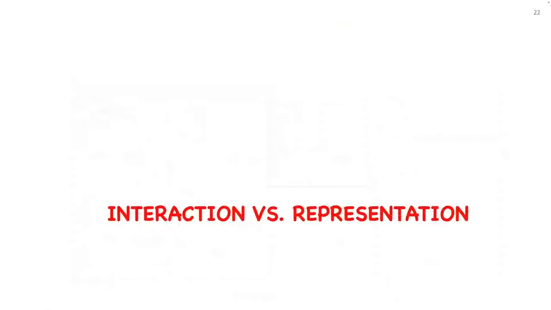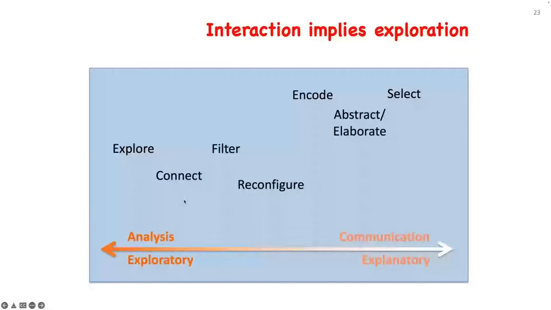Okay, so I want to talk a bit about interaction versus representation now. Okay, so the title, Interaction Implies Exploration. So what we've had is the notion that we are selecting things, we are choosing things, we're choosing to see things, we're choosing not to see things, and we are doing that, and we're exploring. We're seeing what's going on. Okay, now we can put that on a continuum, right? So at one end we've got analysis and exploration.